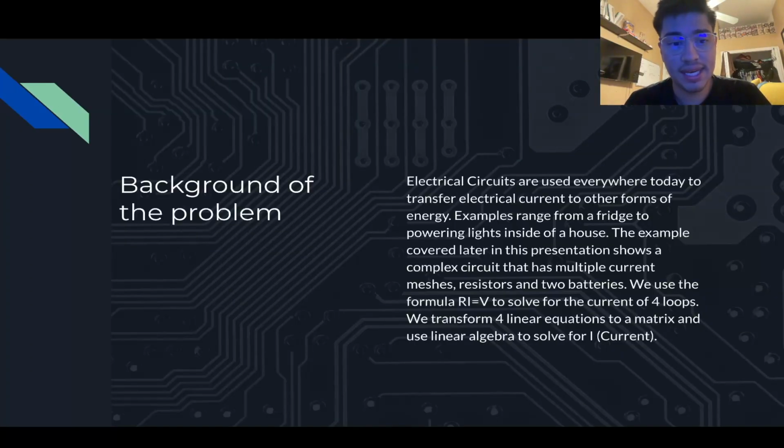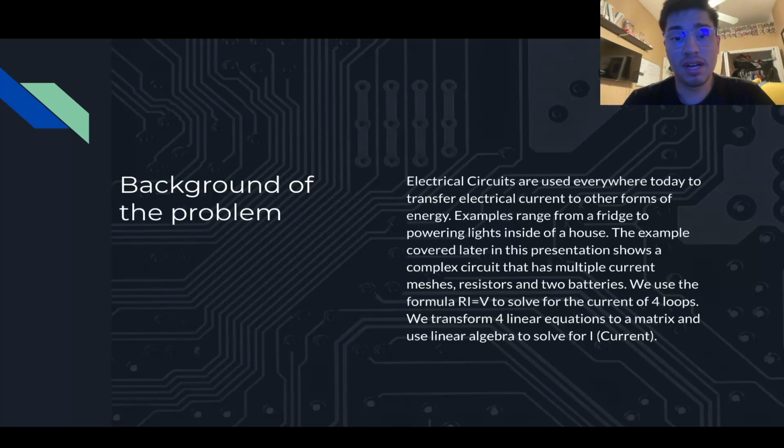Following on what Dean said, we are going to look at the background of the problem. Electrical circuits are used everywhere today to transfer electrical current to other forms of energy. Examples range from many things, but the two I believe that you will find common are the lights in your house to even the fridge in your house.